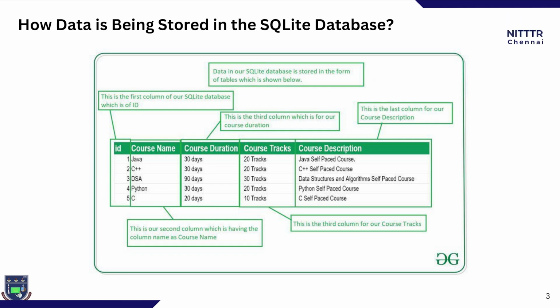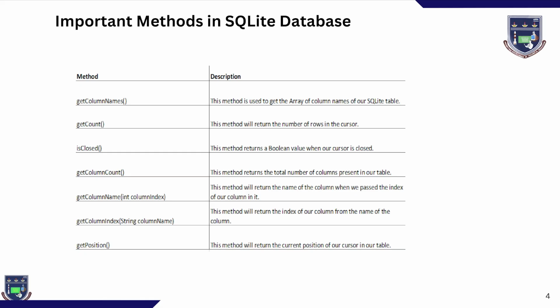When working with SQLite in Android, we will frequently use a few important methods, especially when dealing with the cursor object, which helps us move through the rows of the data. Let's quickly go through some of them. The first method is getColumnNames. This will return an array of all the column names in the table. Second, the getCount method gives us the number of rows in the cursor. Third is isClosed, which checks whether the cursor is closed or not.